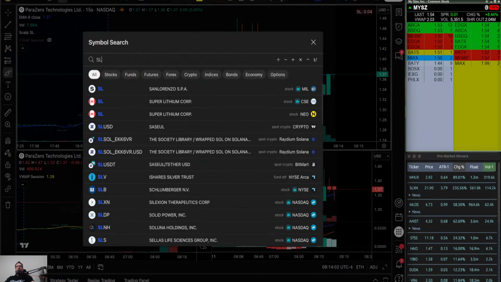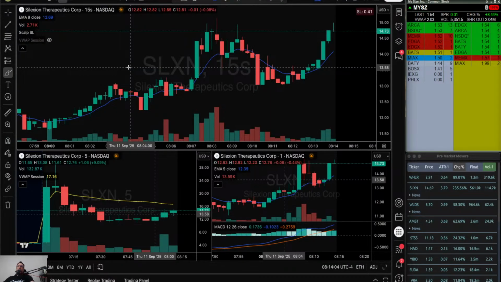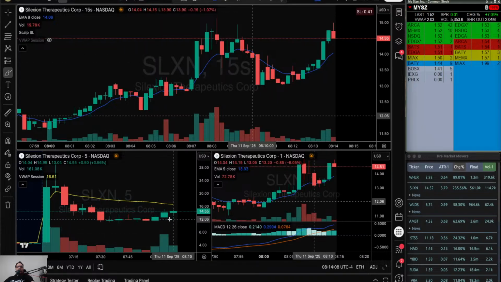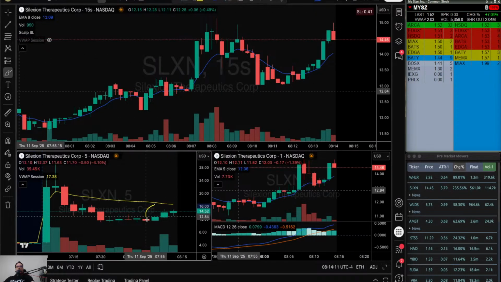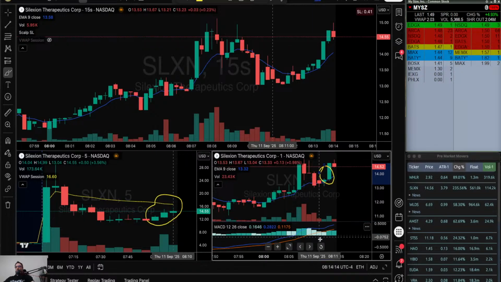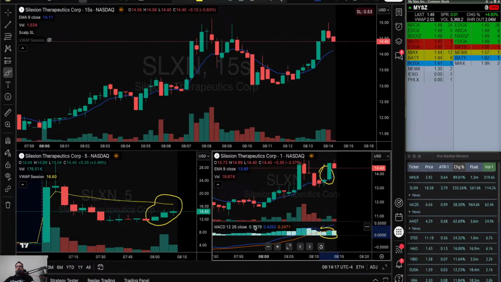I have SLXN that showed up on the Momo. Why? Because of the 5 minute. It showed up on the Momo because the 5 minute is looking good, and the 1 minute is looking good. Why? Because the 1 minute on the MACD is looking good.